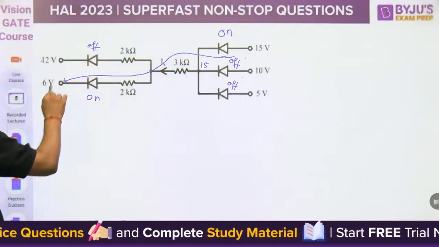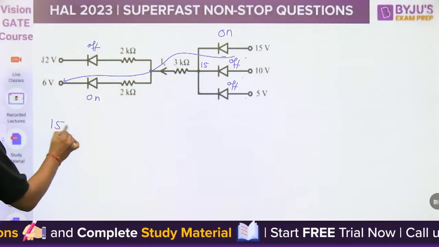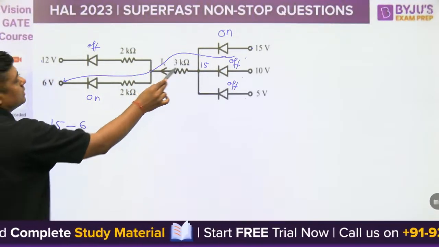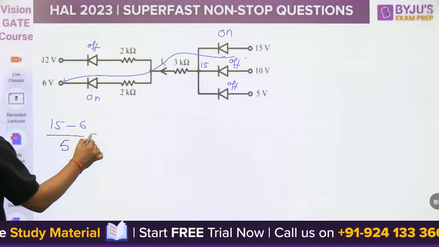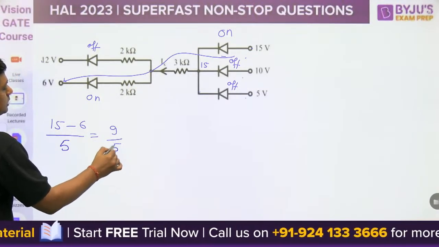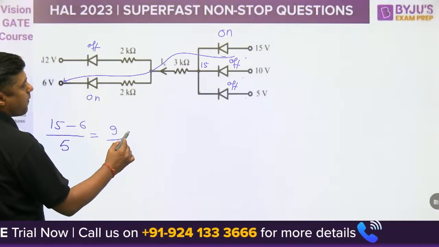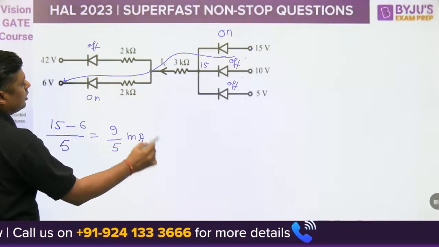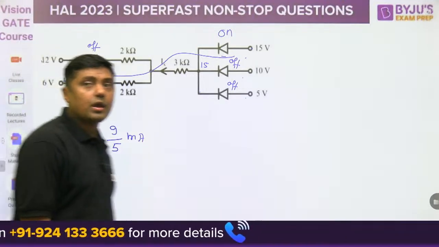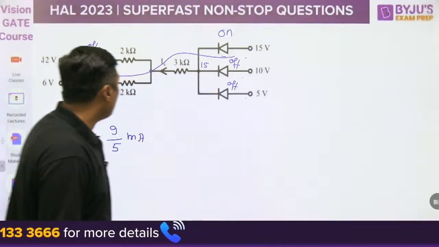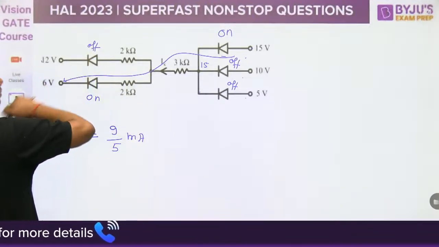(15 minus 6) upon (3 plus 2), that is 5. So it is 9 by 5 milliampere. Okay. Now, you can also check whether it is right or wrong.